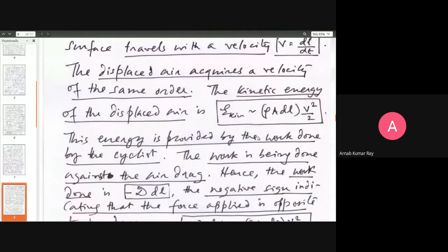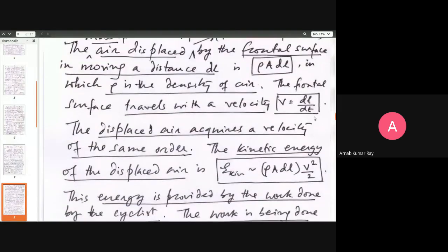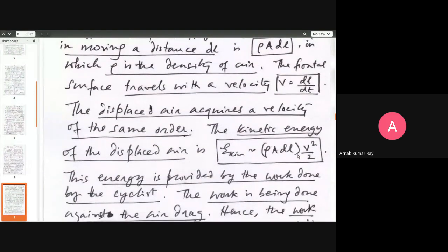So the cyclist is providing this energy. This energy can't, once again, come out of nothing. It has to come from something. So the bicycle rider is doing work. With that work, the bicycle and the rider system is moving forward, and in so moving forward, it is displacing air out of its way. And this displaced air, in being pushed out, is acquiring some speed, which is of the same order as that of the bicycle plus the rider system. And the kinetic energy is this.